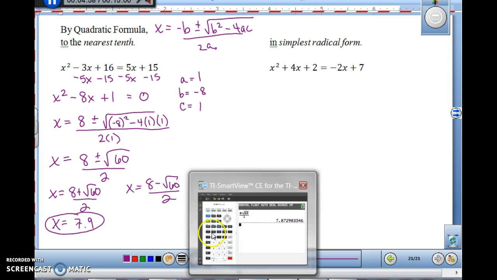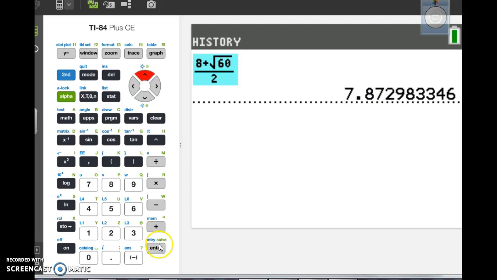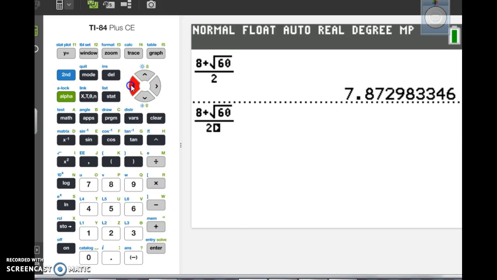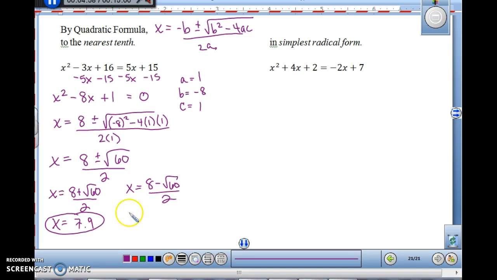Okay, now for the other one, well, I already have this in here. All that's got to change is I got to change the plus to a minus. So just go up and grab it, press enter, arrow back from plus, and change the plus to a minus. And press enter, and this rounds off to be 0.1 because it'll stay there. So x is going to equal 0.1. Okay, so there we go. That is rounded to the nearest tenth.